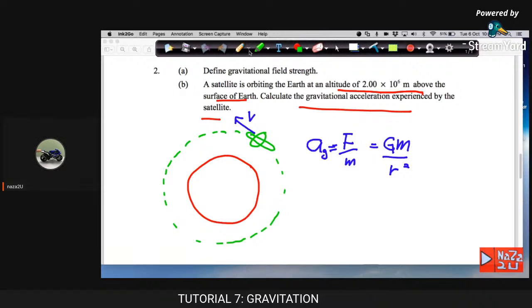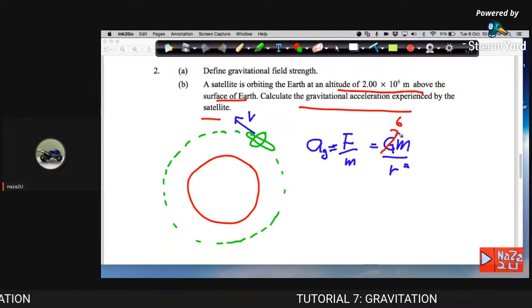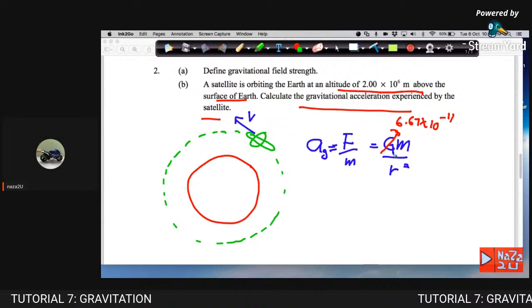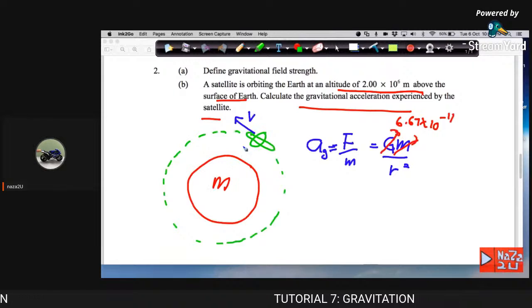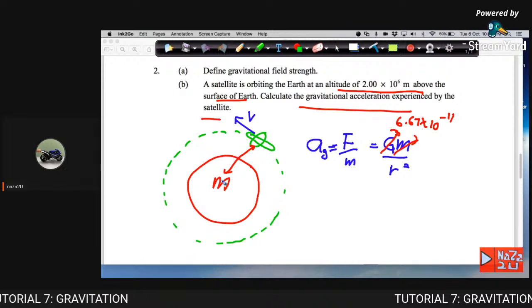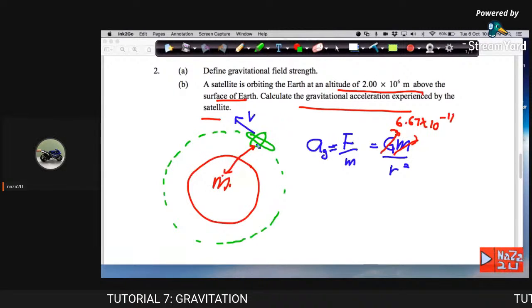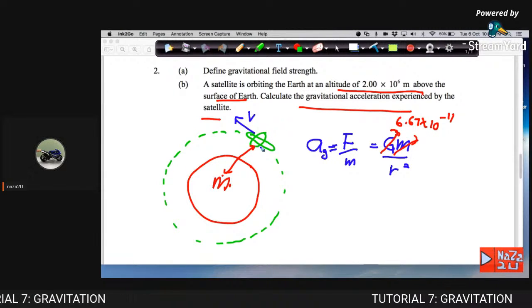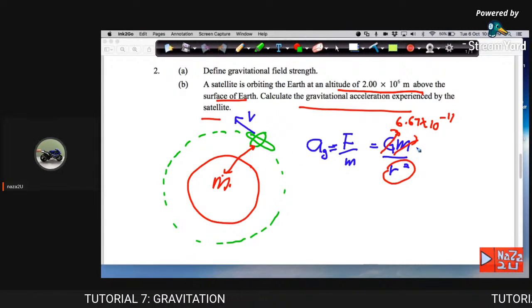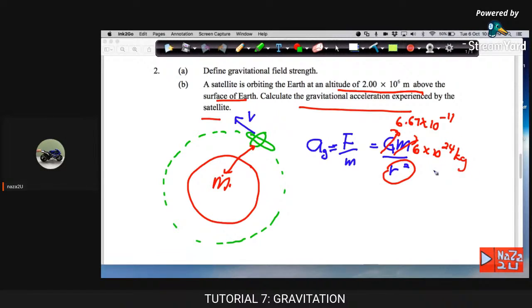Okay, so dalam kes ini G is constant. Okay, universal G is 6.67 exponent minus 11. Mass adalah mass bumi, because satellite ini dia merujuk kepada bumi, mengelilingi bumi. So the distance ataupun jarak daripada pusat center of the earth kepada satellite, right? Itu dia punya R dia, right? Ini dia punya R dia. So mass bumi adalah constant 6 exponent 24 kilogram. So R dia macam mana?